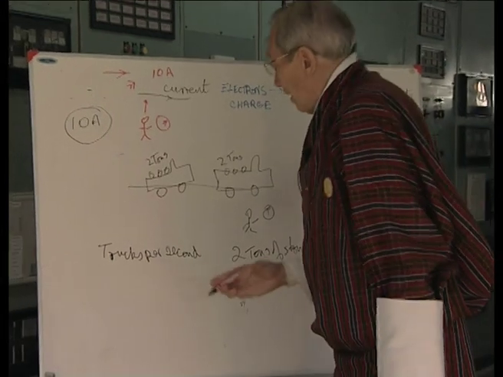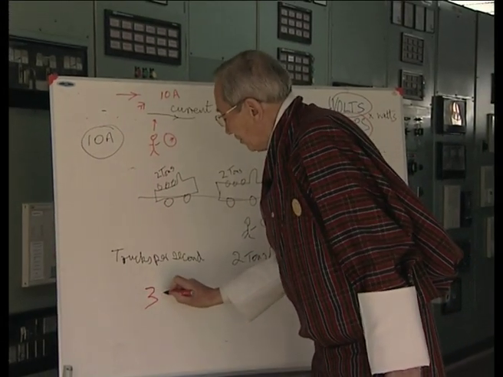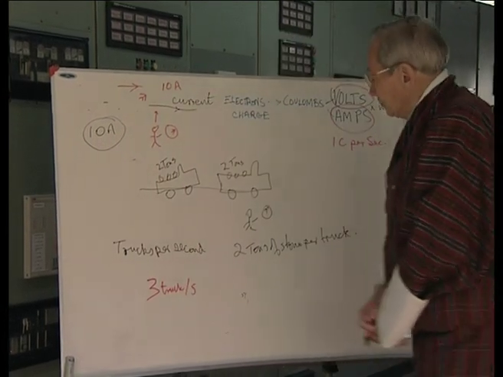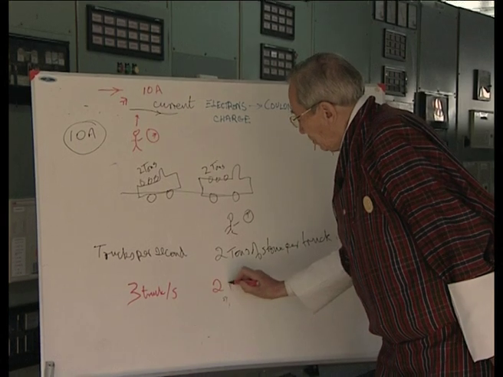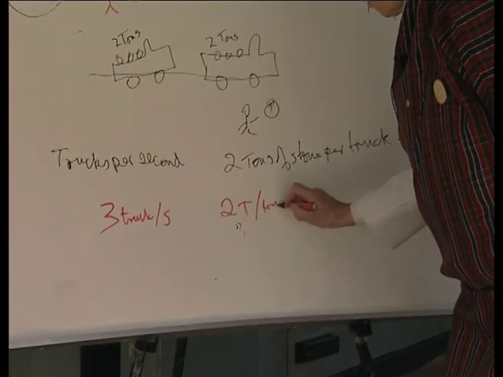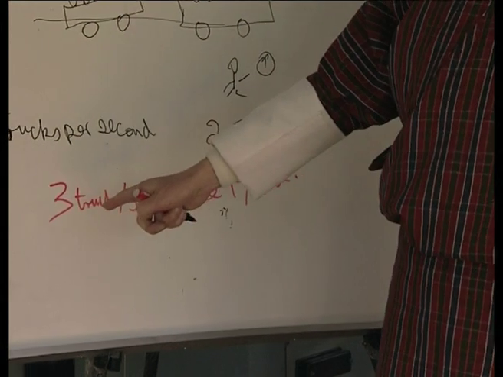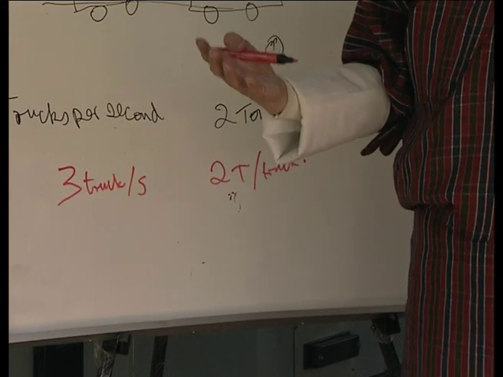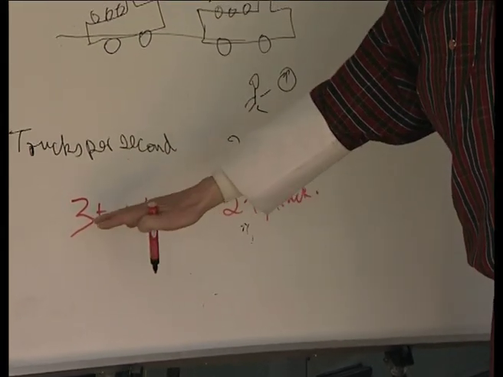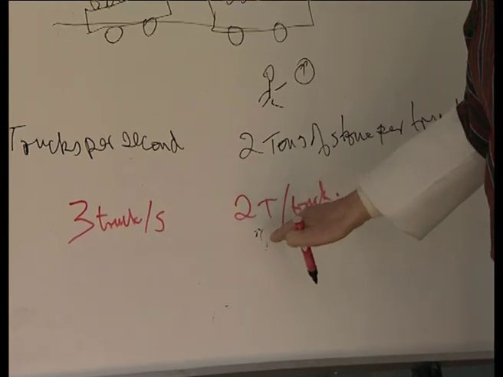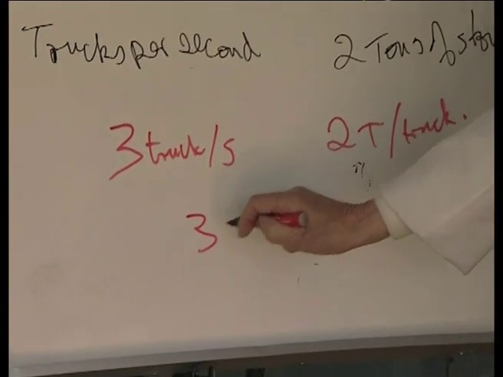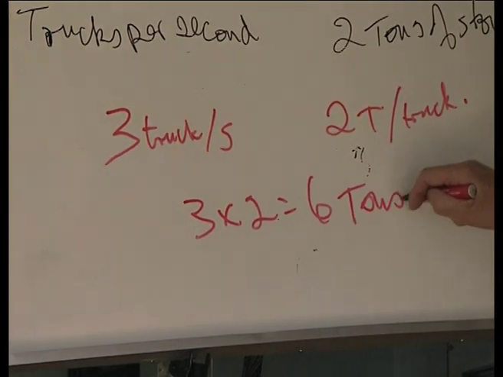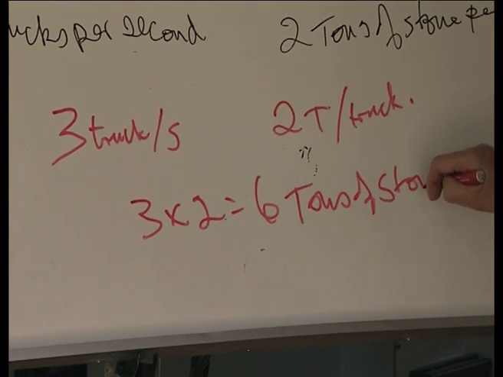For example, 3 trucks per second, each one carrying 2 tons per truck. 3 trucks in 1 second, each one carries 2 tons of stone. In 1 second, how many tons of stone have I got? Answer, 3 trucks, 2 tons on each truck. Answer, 3 times 2 equals 6 tons of stone.